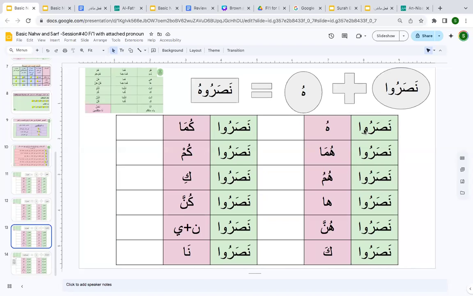Now, Ruqayya, look at the word. Who's the doer in Nasaru? Waw is the doer. They. The first row, the last word of the first row. They helped. Who did they help? They helped him, right?